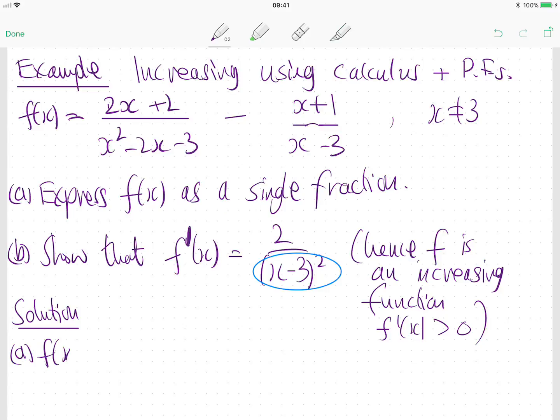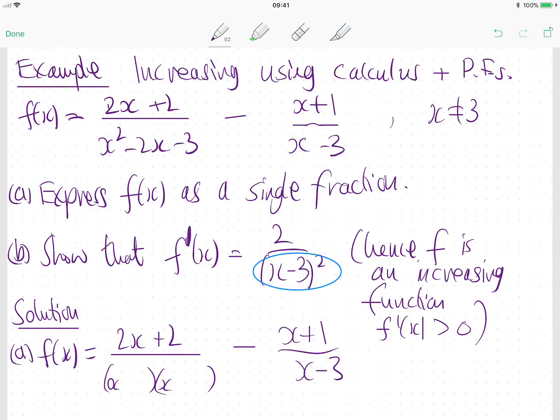So the function f, we're going to write this as 2x plus 2. We're going to factorize the bottom. Okay, and over on the right hand side, the second term, there's not much we can do with this. Okay, so what are the factors of the quadratic here? We have an x and an x. So let's see, a 3 and a 1. Signs need to be different. There's a minus 2, so this is a minus and a plus.